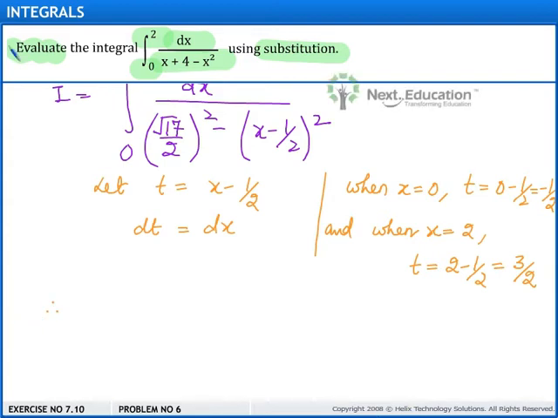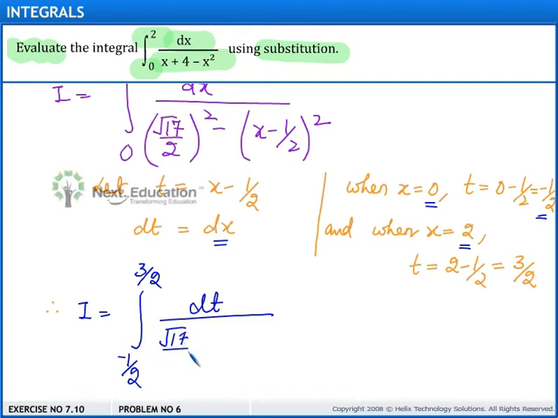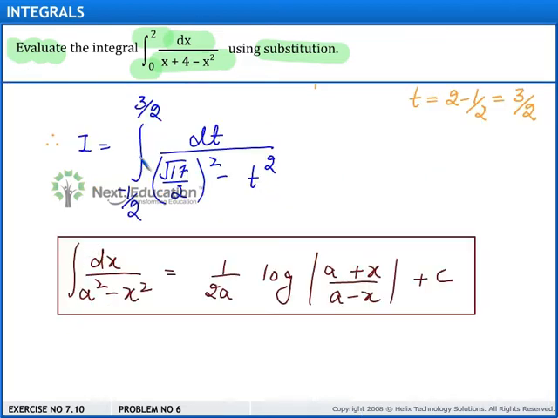Therefore, integral I, when x is 0, t is minus half, and when x is 2, t is 3 upon 2, and dx is equal to dt divided by square root of 17 upon 2 whole square minus t square. Now, we know that integral of dx upon a square minus x square is given by 1 upon 2a into log of mod a plus x divided by a minus x plus the constant.